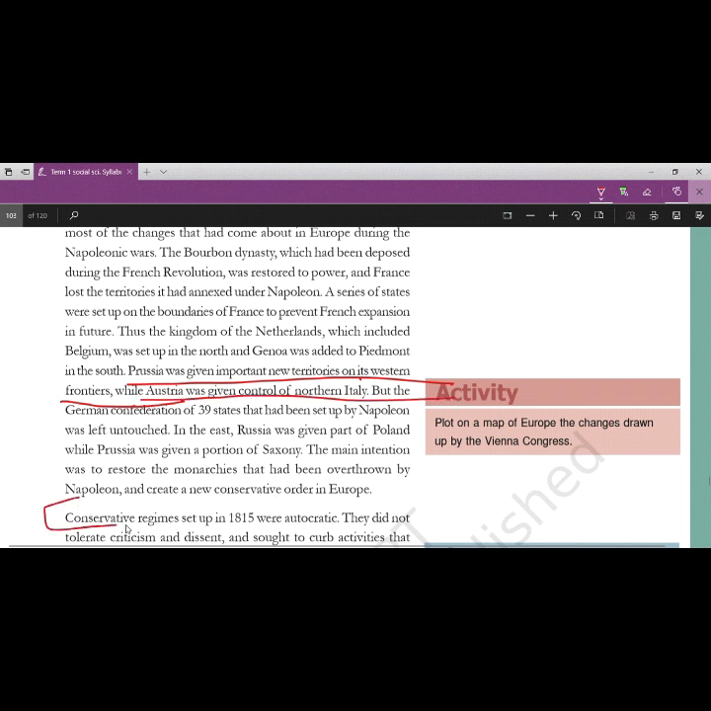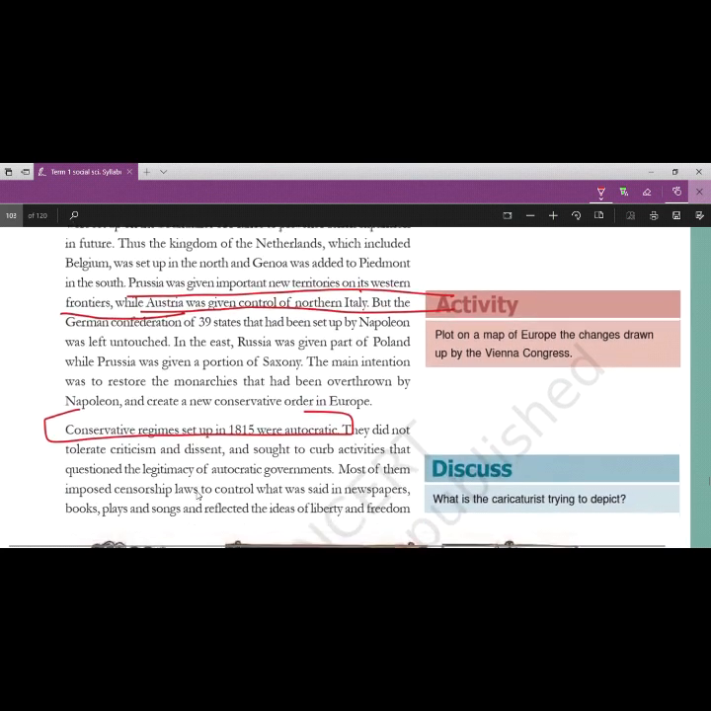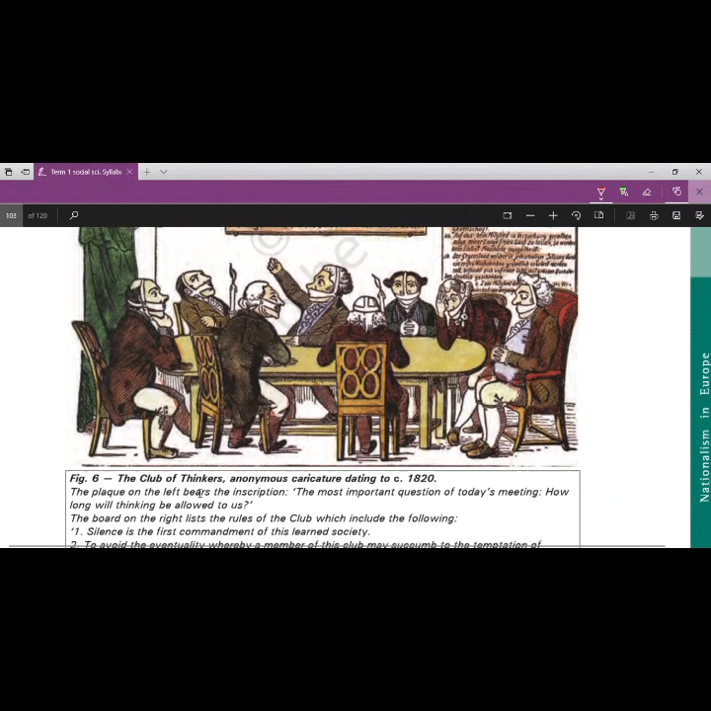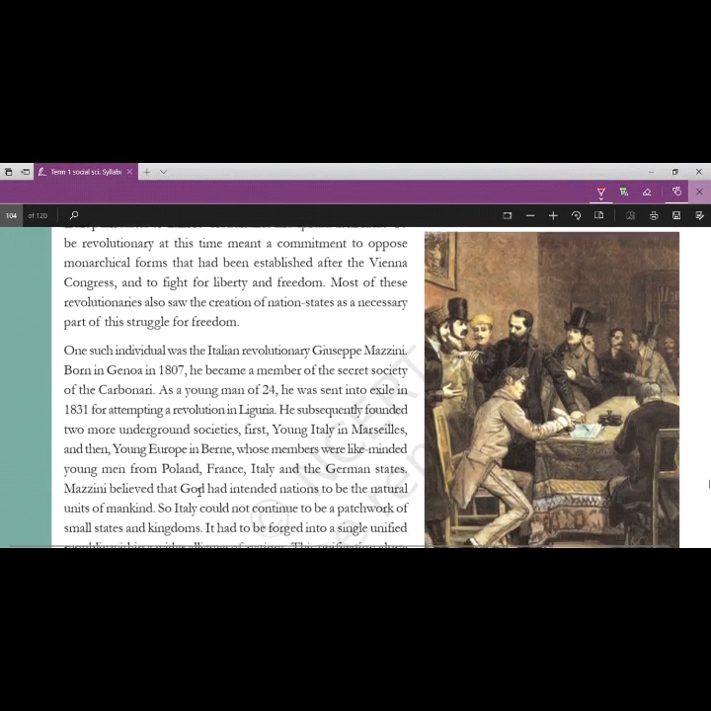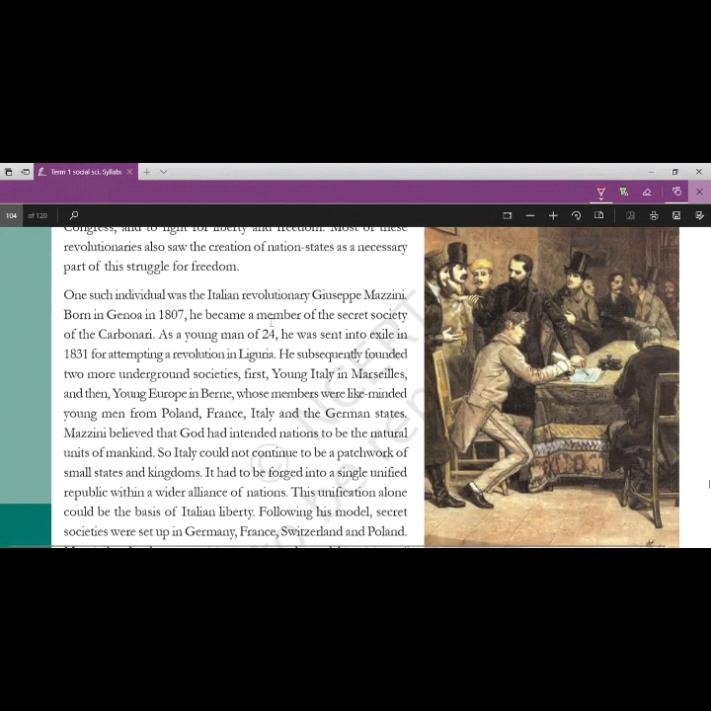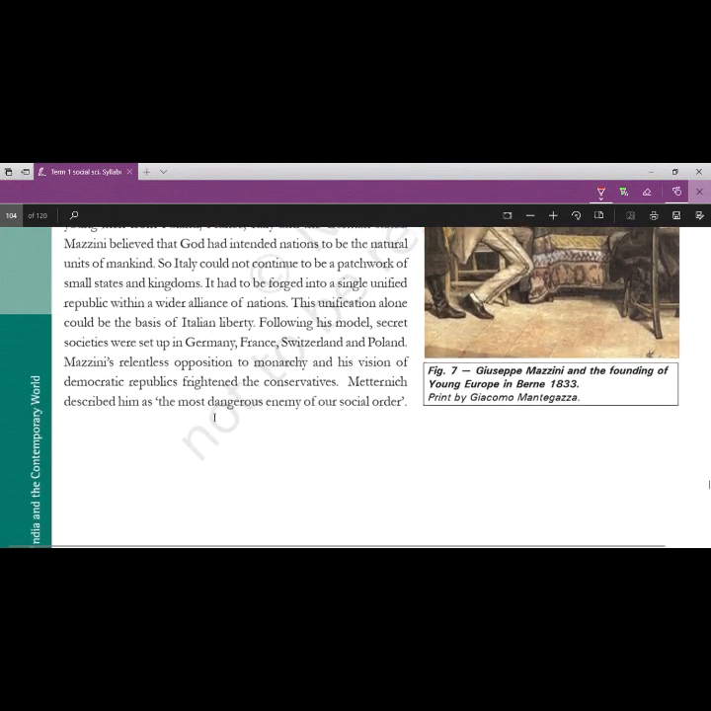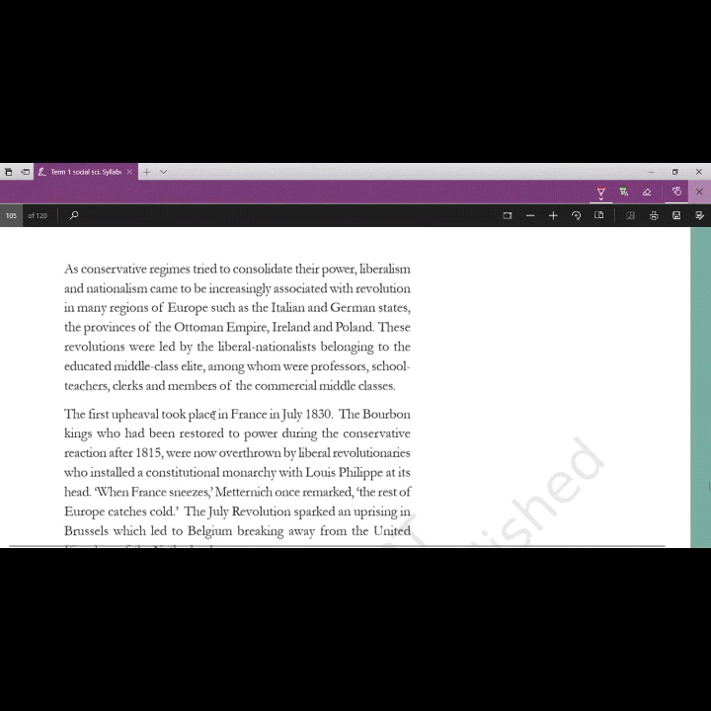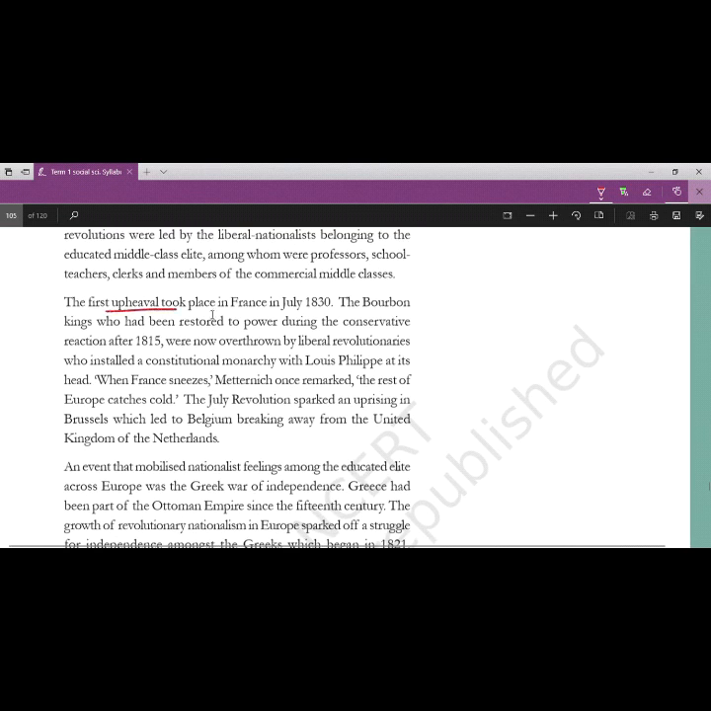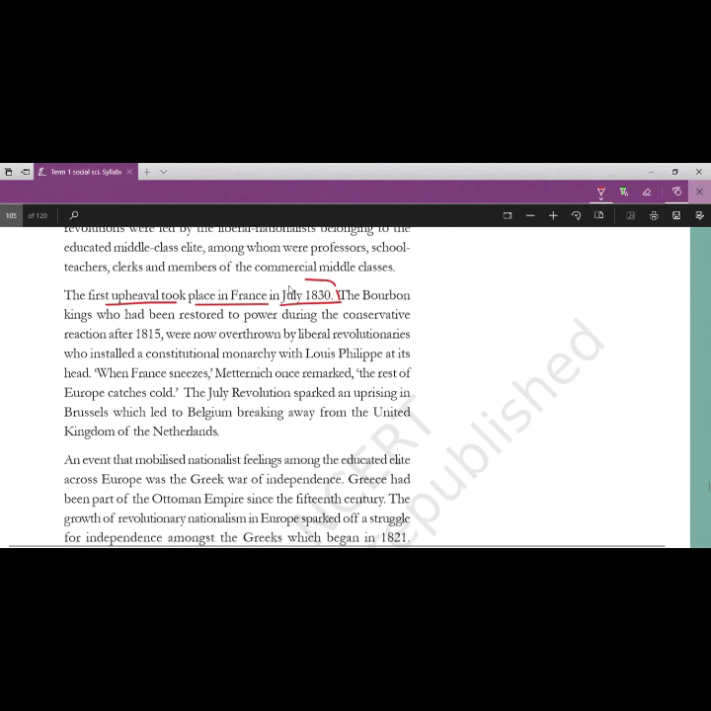Any question? Conservative regimes set up in 1815 were autocratic. Any question can be asked. I am repeatedly saying that you can't skip any portion. One such individual was the Italian revolutionary, born in Genoa in 1807. As a young man of 24, he was sent into exile in 1831 for attempting a revolution in Liguria. This kind of question you can get. The names of persons which have been given in your chapter can be asked in your examination also. Don't leave them. First upheaval took place in France in July 1830.